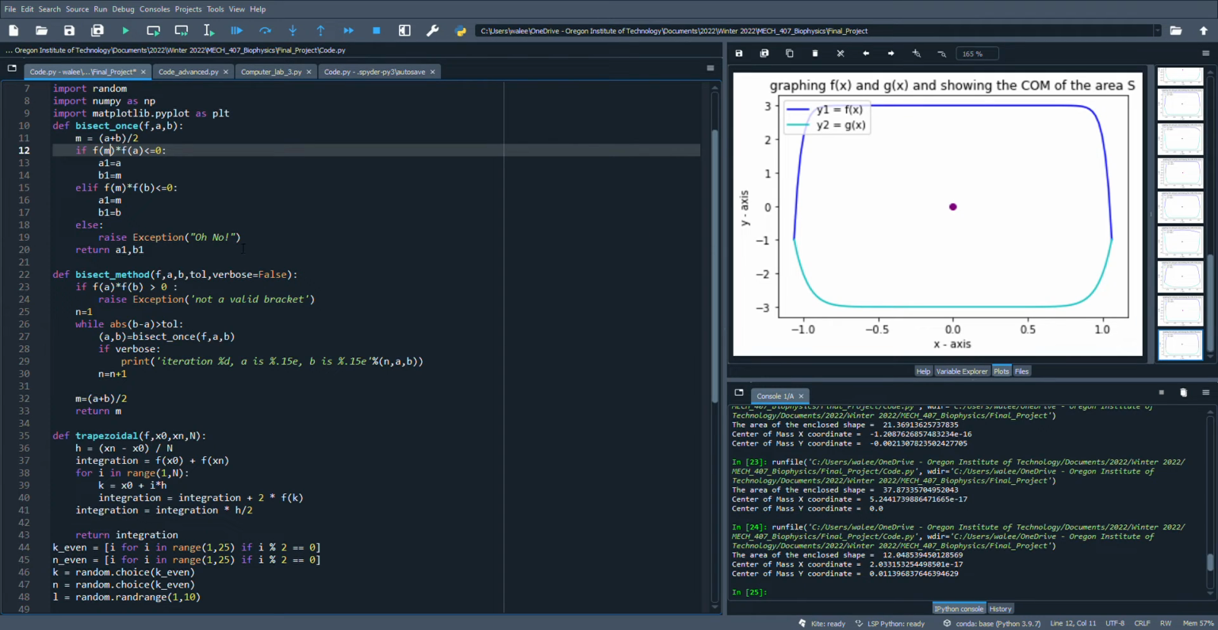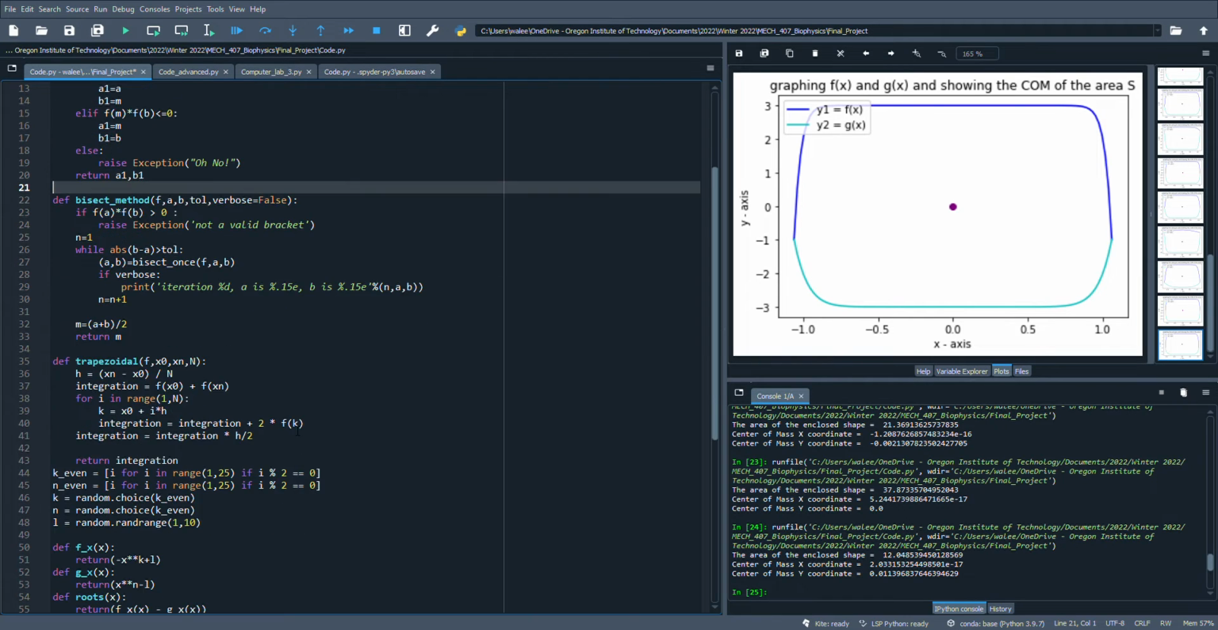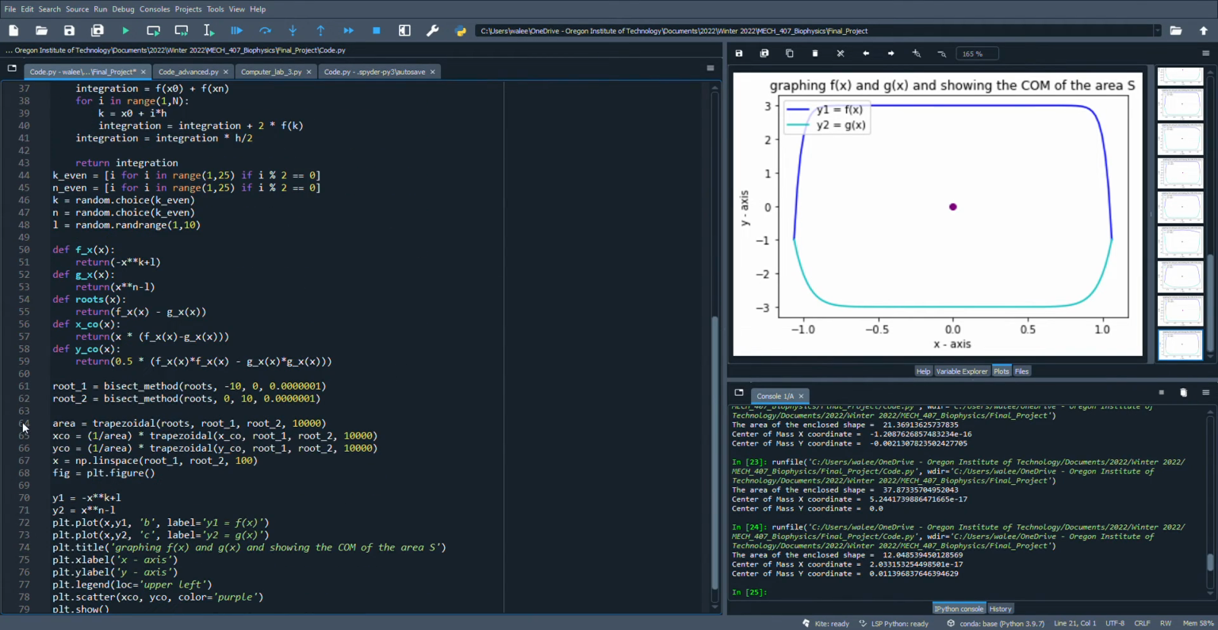The purpose of this project is to determine where the center of mass is for an enclosed shape bounded by two random boundaries. Now, when I say random, it's not completely random, it's random to some sort, because doing random functions was much harder than I actually thought.